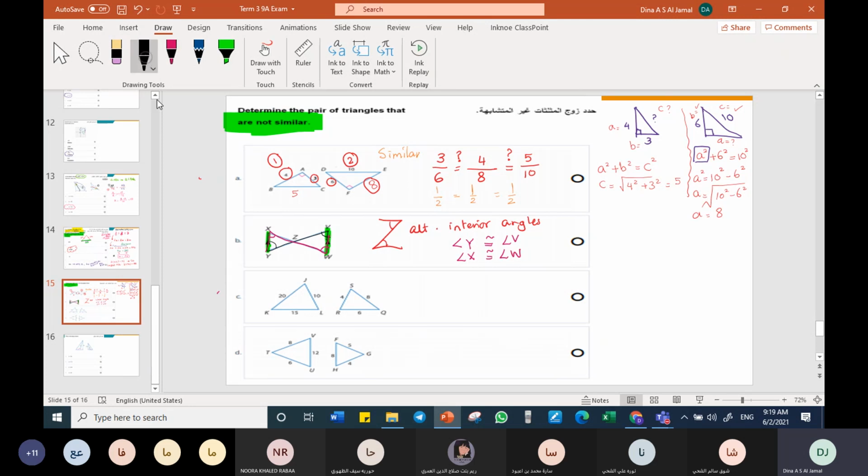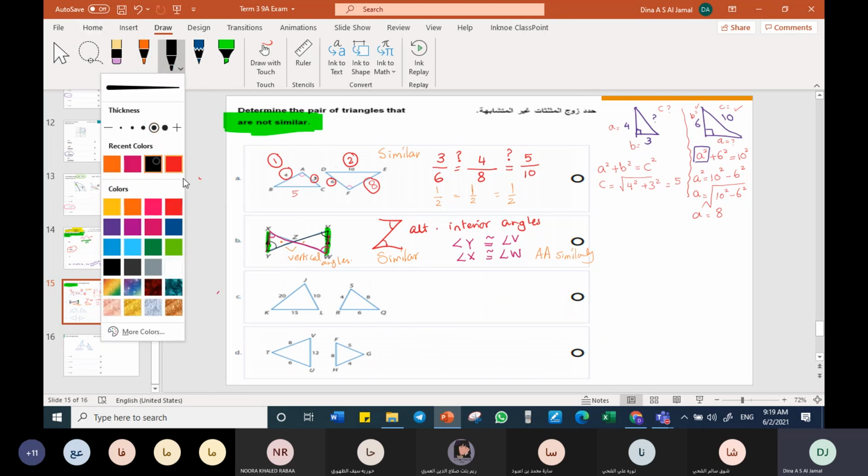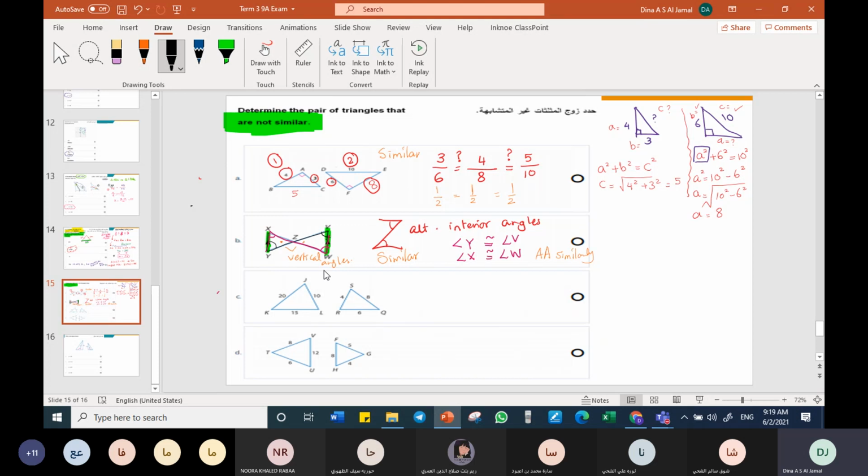So to have a similarity, you have at least to have two angles. So this is a similarity. That means here I'm having similar also. And this angle, both of them are vertical angles. And I can understand that they are the same. Let's have a look at C. A and B are not my choices. Now let's go to C.